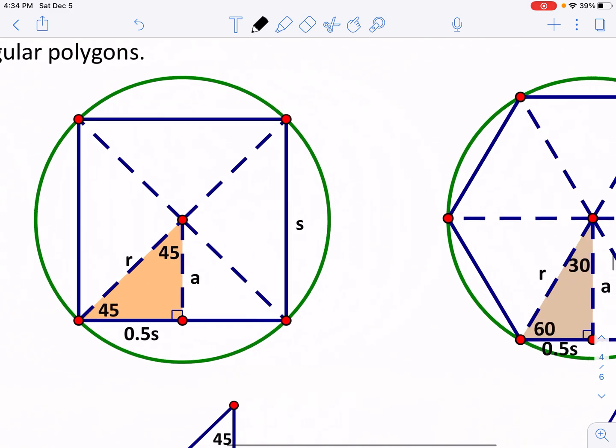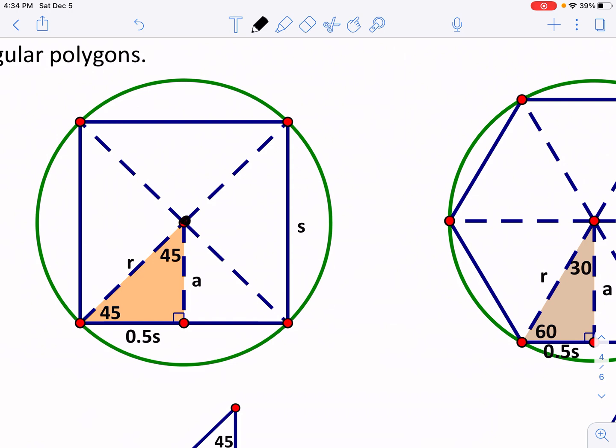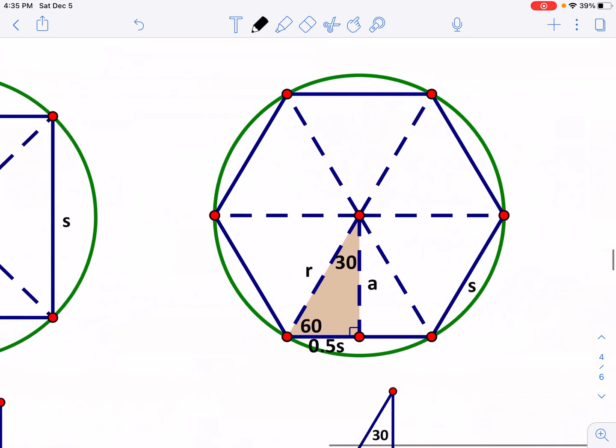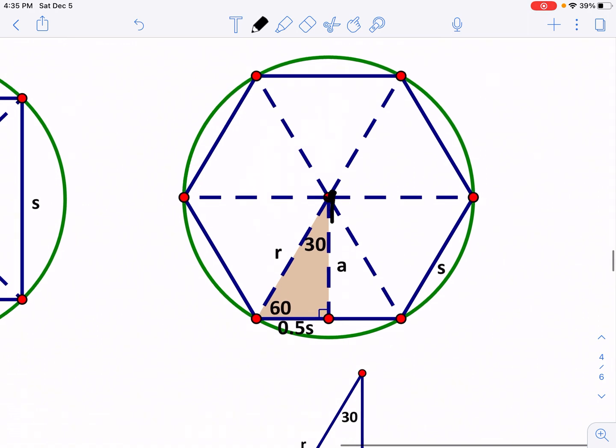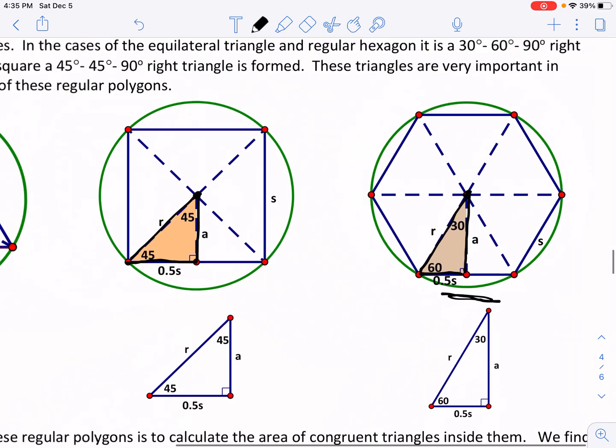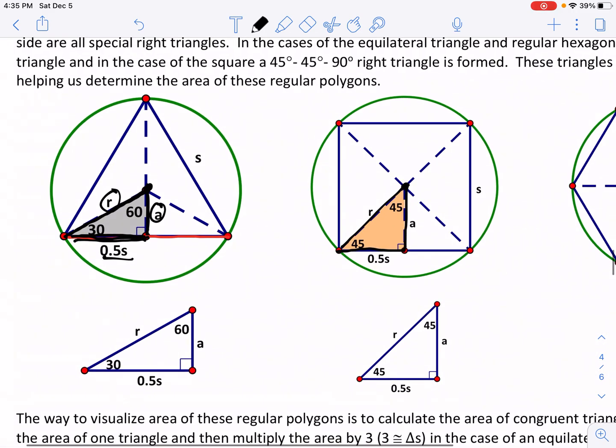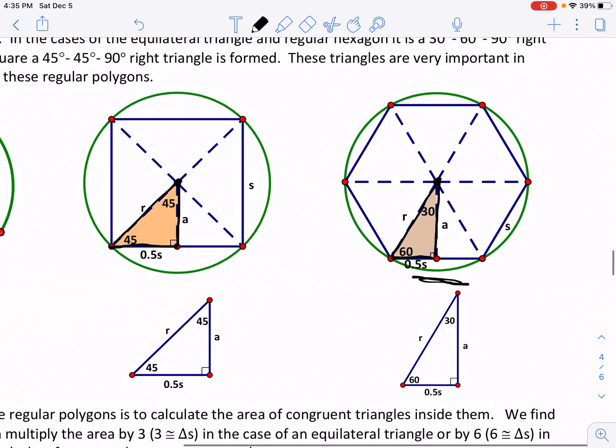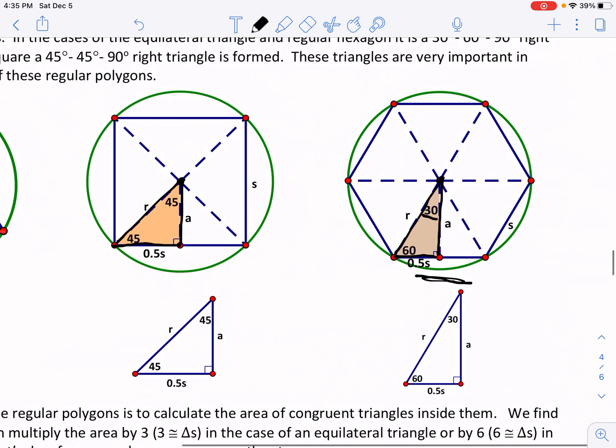And then with a square, it also does the same thing. We have the center, apothem, center, radius, then half of that square side, and it forms a 45, 45, 90, okay? And with the hexagon, center, apothem, center, radius, and half of this side forms a 30, 60, 90. It's a different configuration. So with this guy, we had 30 here. With this guy, we have 30 here, but it's still a 30, 60, 90 degree right triangle, okay?